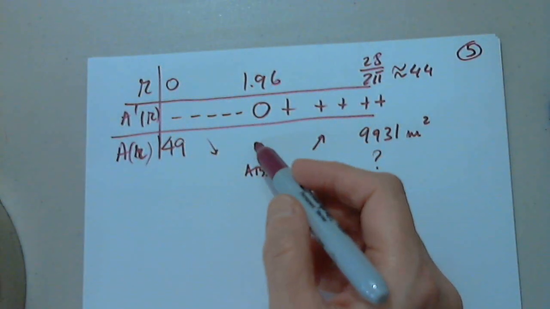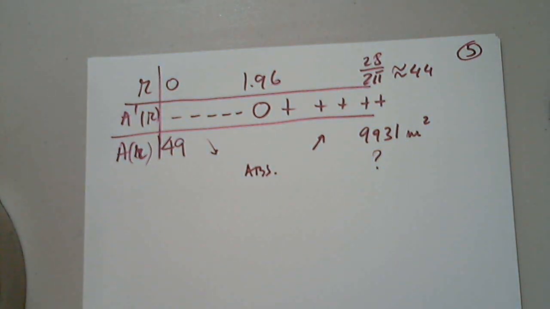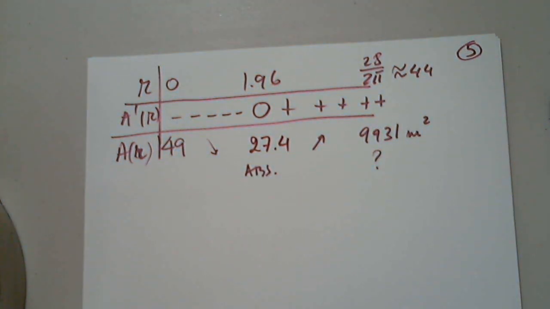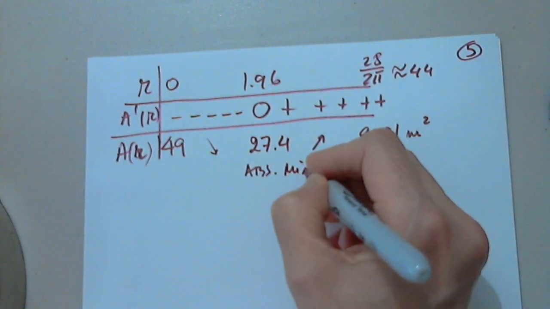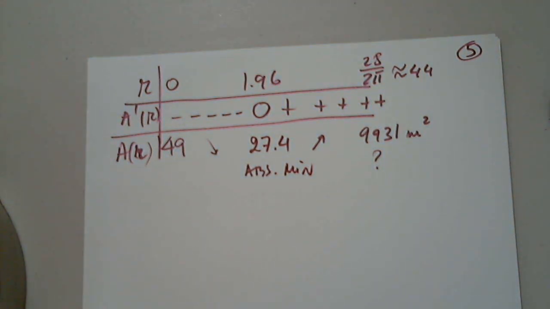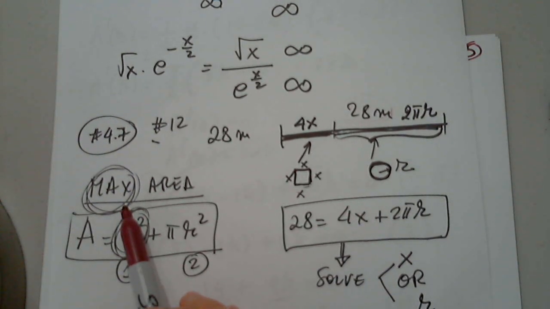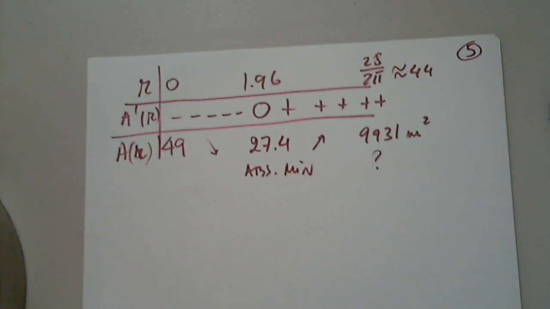Oh, I forgot to enter that 1.96. I want to see what that is. 1.96 gives 27.4. As expected, this is the absolute minimum. No problem there. Okay, so I think we were asked to determine the maximum area. So let's do the full analysis right now.